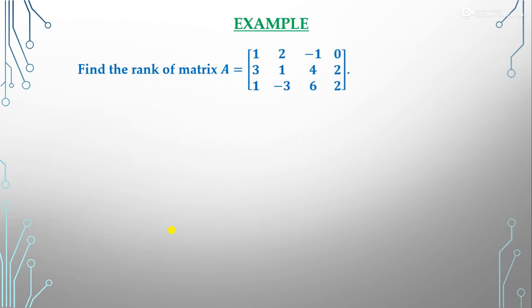Now, by the echelon form, first we check how to find the rank of the matrix. So suppose you have this matrix. The order of this matrix is 3 cross 4, because there are 3 rows and 4 columns. So now let's find the rank of this matrix.